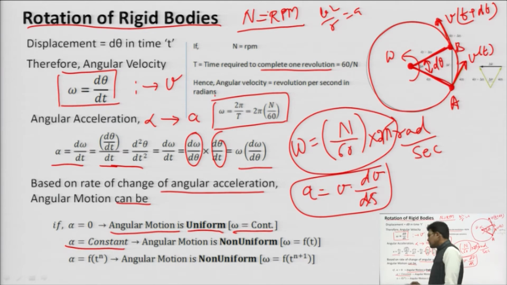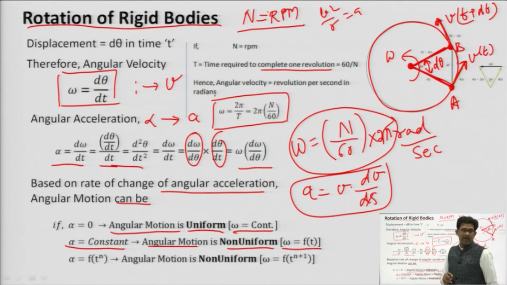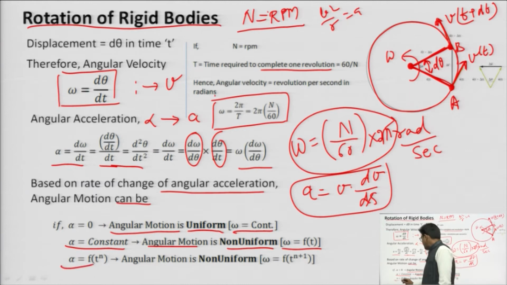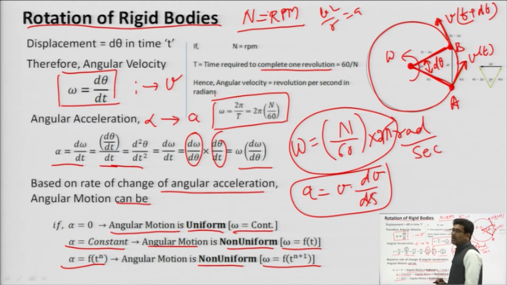If alpha is constant, then angular motion is said to be non-uniform, which means angular velocity will now be a function of time. And if the acceleration is a function of time of order n, then it is said to be non-uniform, and the angular velocity will be a function of time of order n plus 1.